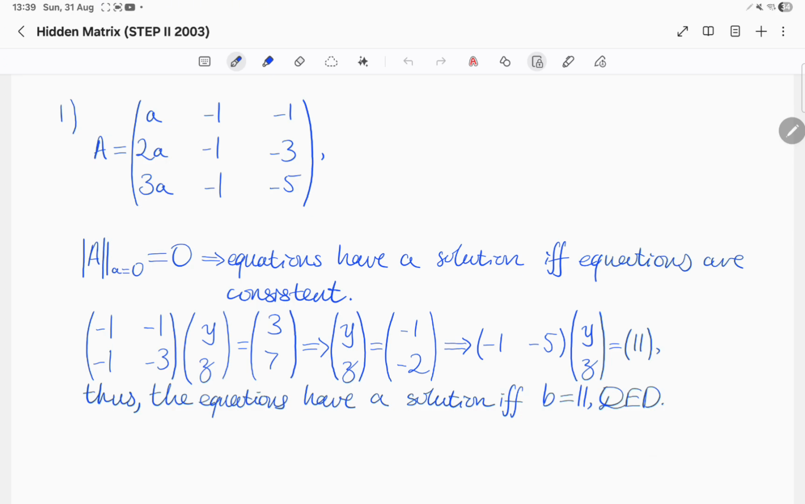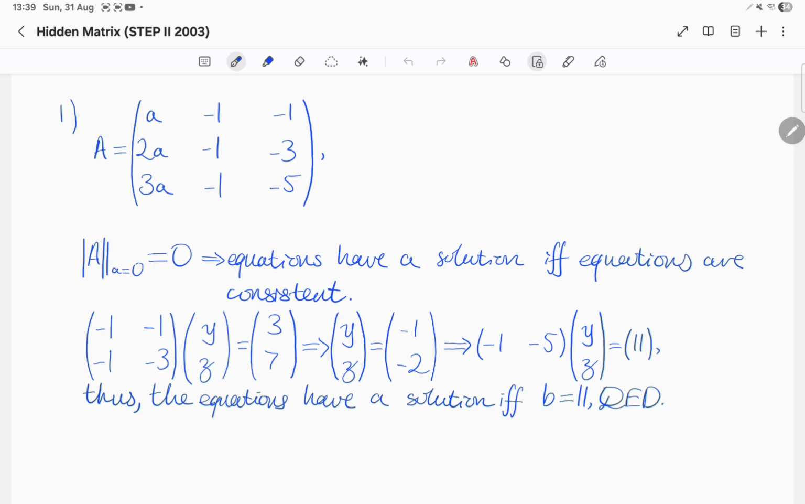Now we can calculate the determinant of A while substituting in lowercase a is equal to 0, and this should give a determinant of 0. This means that A is singular, and therefore the equations have a solution if and only if the equations are consistent.